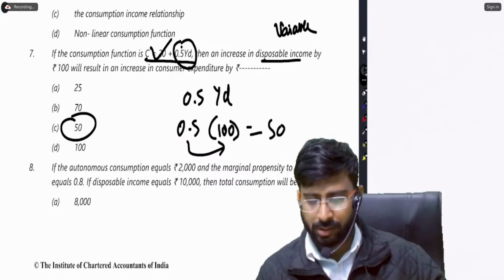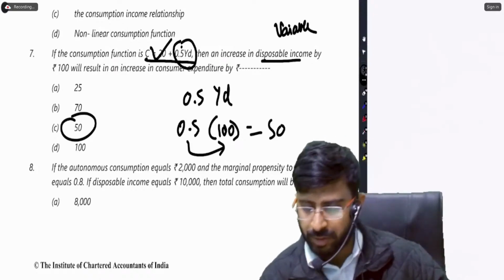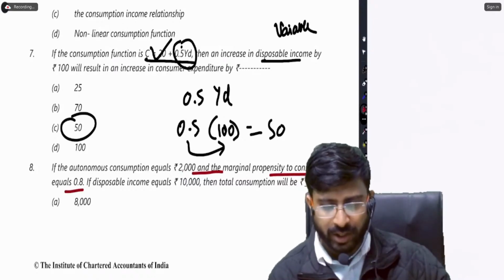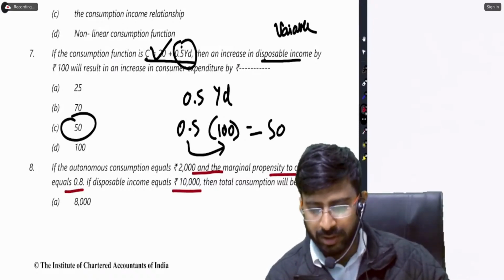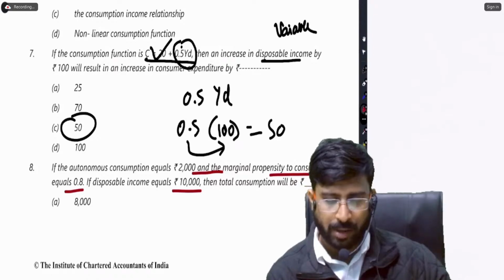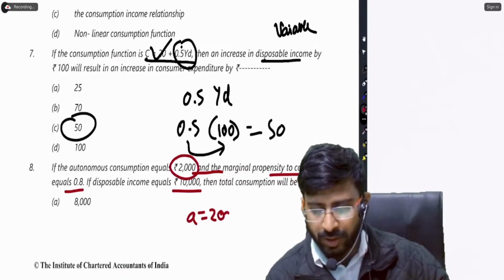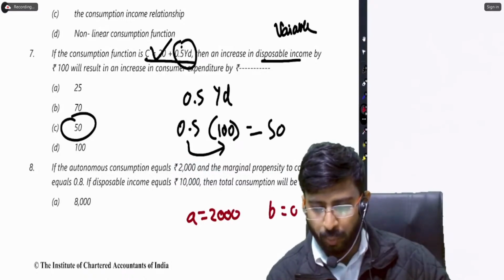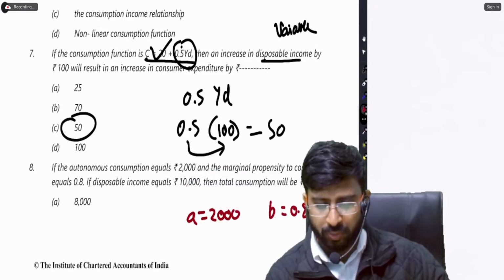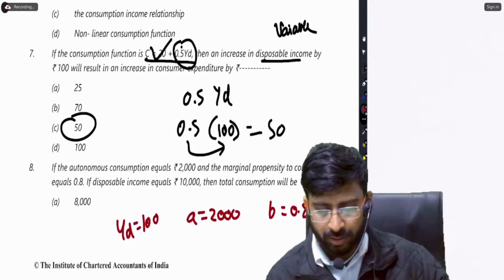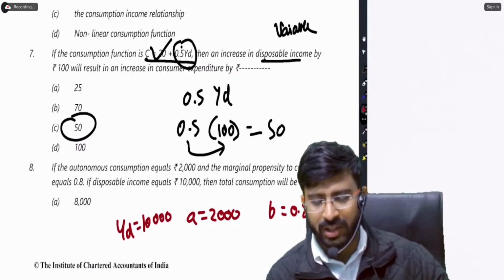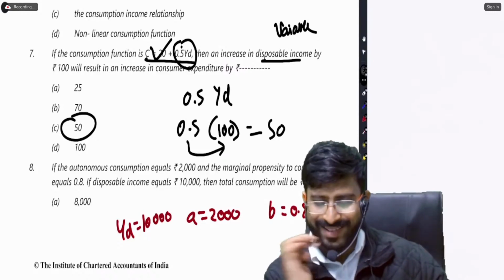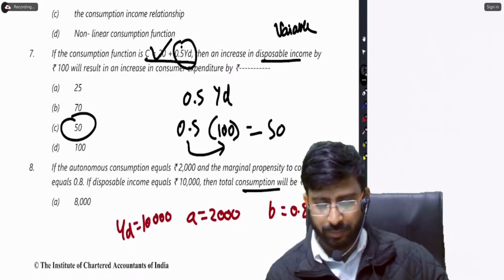Let's see the next one. If the autonomous consumption equals 2000 and the MPC equals 0.8, disposable income equals this much, then total consumption will be what? Autonomous consumption is 2000. MPC is 0.8. Disposable income is 10,000. Then total consumption is what? So we will discuss that. First of all, pay attention, everyone. Yes, sir, please tell. What is total consumption?